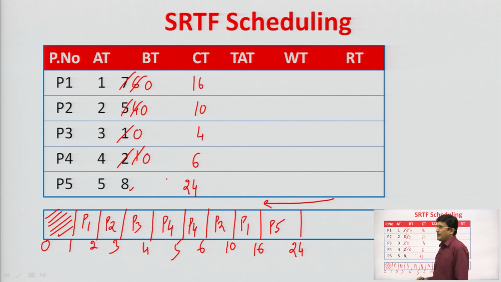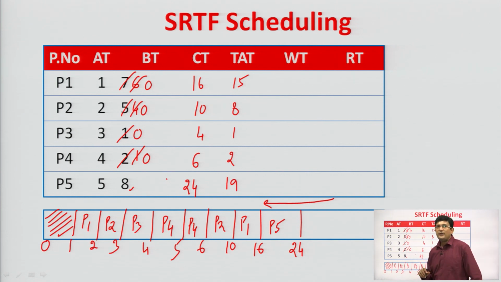Let's compute the turnaround time. The turnaround time is the time a process has spent in the system. So that will be completion time minus the arrival time. So 16 minus 1, 15 is the turnaround time for P1 process. Similarly, for P2 process, 10 minus 2, 8 is the turnaround time. For P3 process, it is 4 minus 3, that is 1. For P4 process, 6 minus 4, that is 2. And for P5 process, 24 minus 5, this is 19.